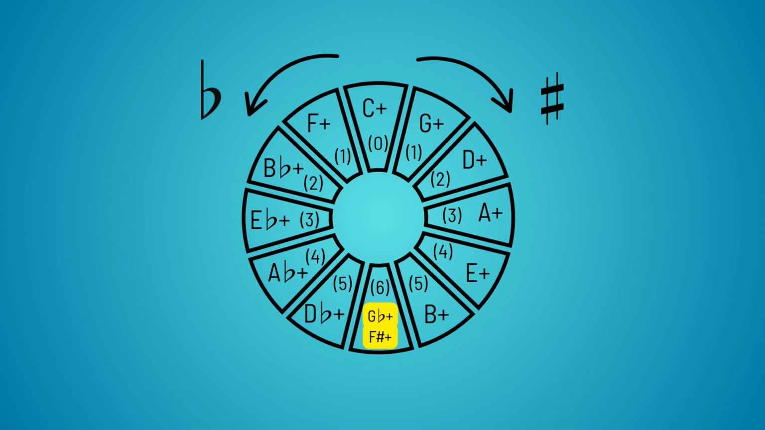At the bottom of the circle, the sharp and flat sides meet. F sharp and G flat are enharmonic notes. They have different names, but they sound at the same pitch on the piano. For that reason, F sharp major and G flat major occupy the same general position on the circle. F sharp major contains six sharps, while G flat major contains six flats.